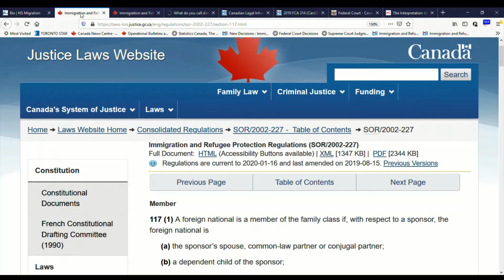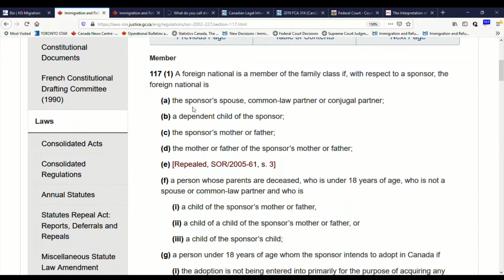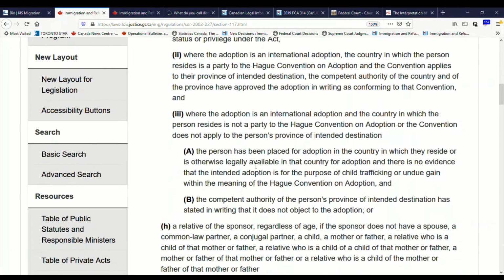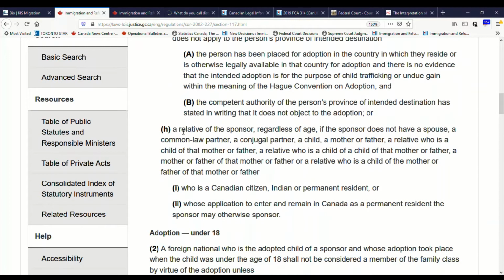The grammatical reading of Section 117, subsection 1 of the Immigration and Refugee Protection Regulations will make sense to you. The different members of the family class can be found in paragraphs A to H. Spouse or partner, child, parent, grandparent, orphan, to be adopted child, and other relative. We will focus on paragraph H, other relative.